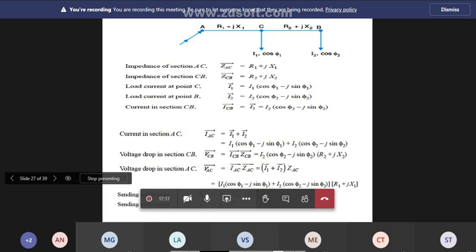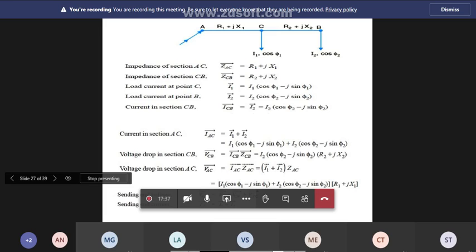Why? Because with respect to the receiving end voltage, this B is the receiving end voltage, right? That's why we have to calculate like this. So first, the impedance of section AC, that is equal to ZAC, right?